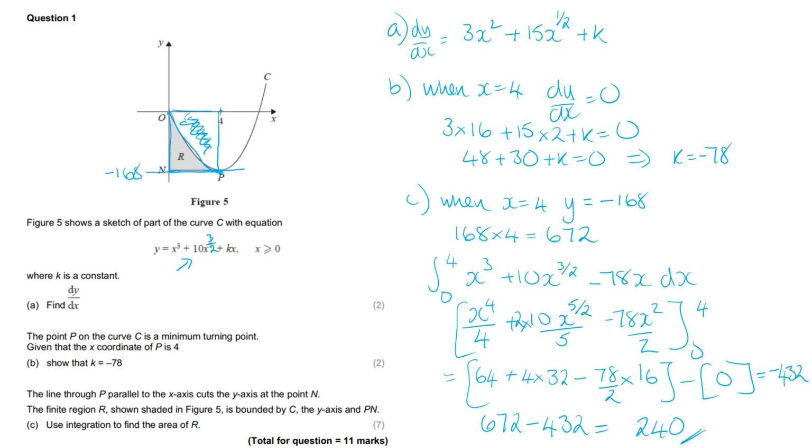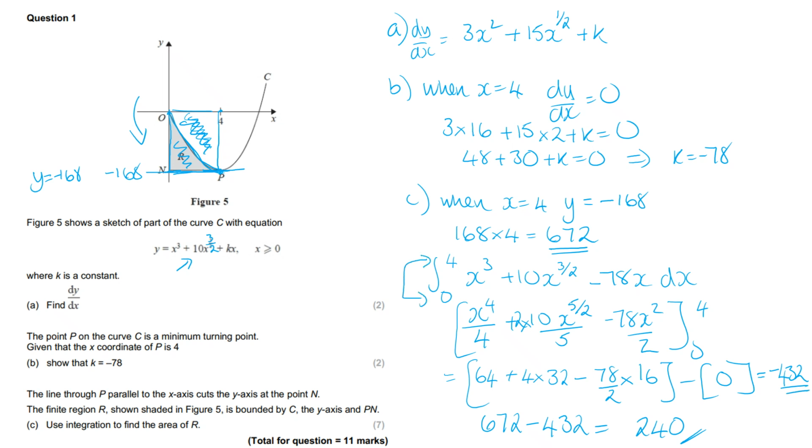Now you can do it other ways. You can do top curve minus bottom curve, but because this area is all underneath, what I mean by top curve would be this line here, which is the line y is equal to minus 168, and then take away the curve underneath, which would give you that area. You might get mixed up with your signs, so it's probably better to just get the area of the rectangle that we did here, the 672. You could, if you want to not get the 432 there, just swap the limits round.